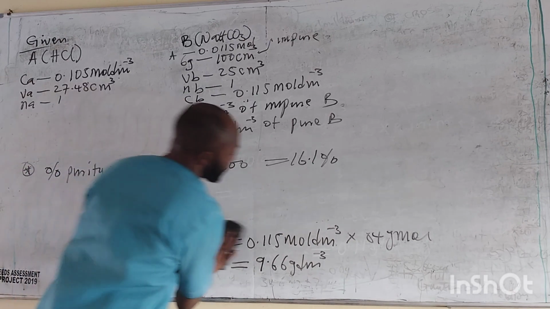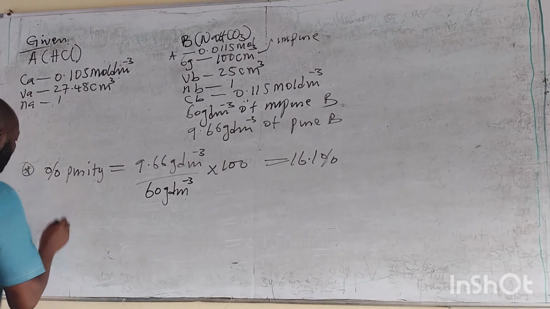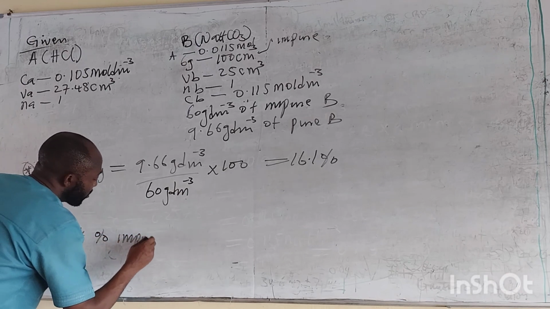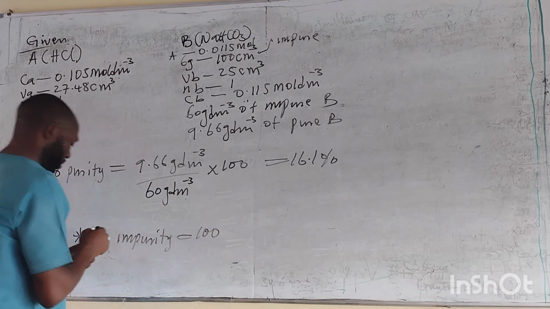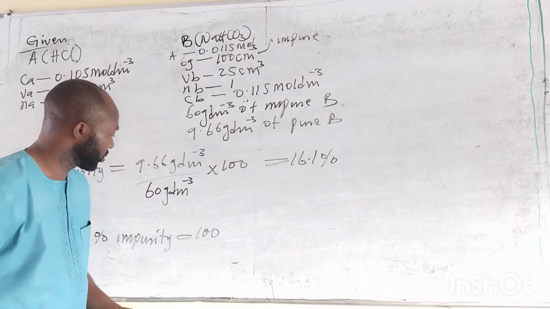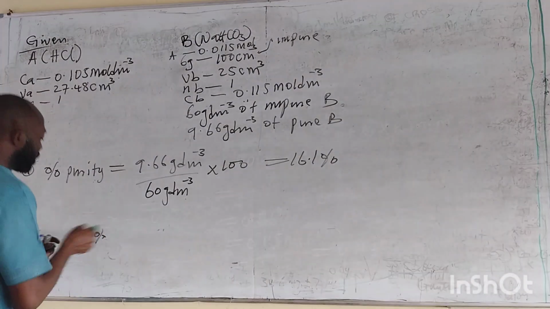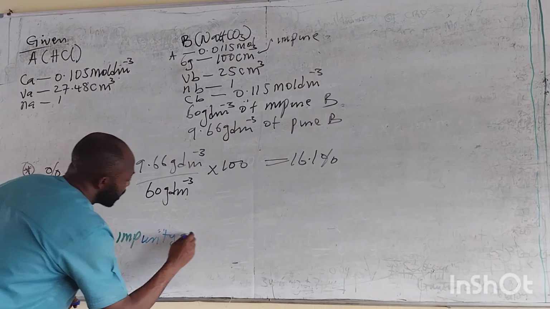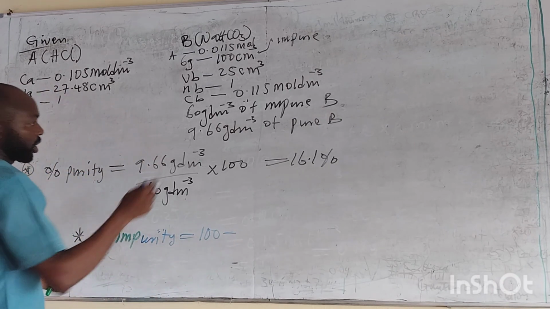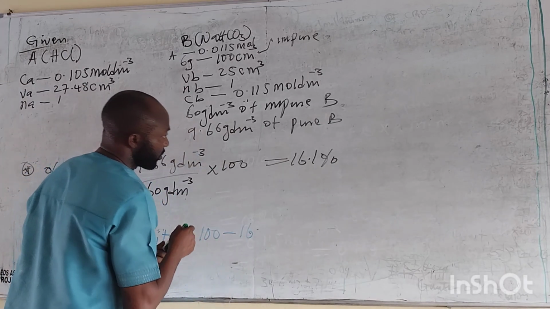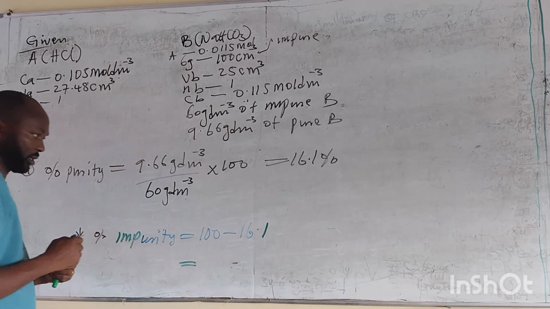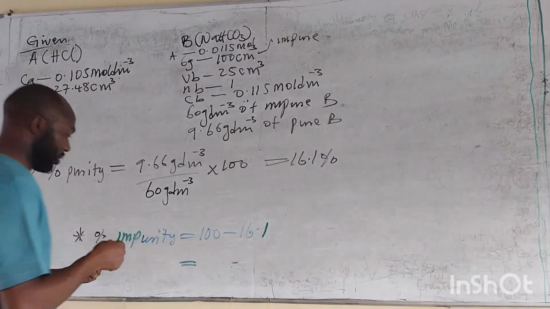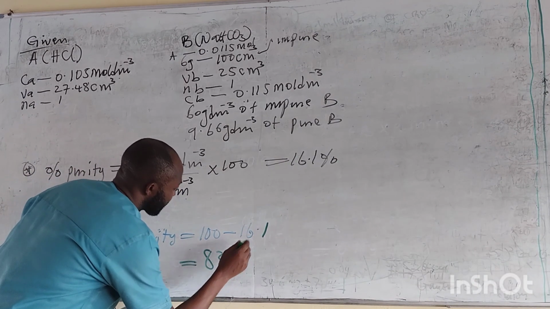So now let's finalize. Percentage impurity is equal to 100 minus purity, which is 16.1, and that is 83.9. 83.9%.